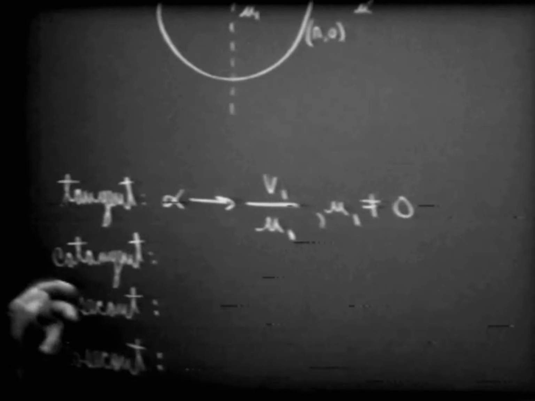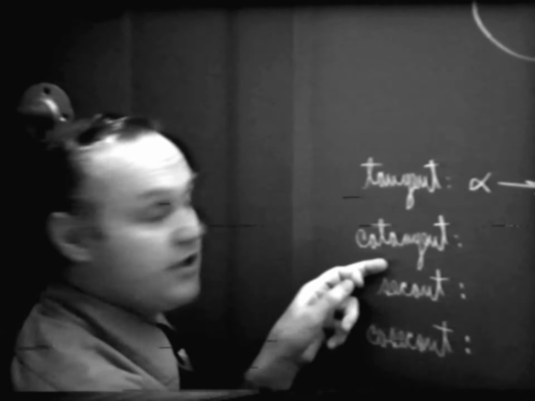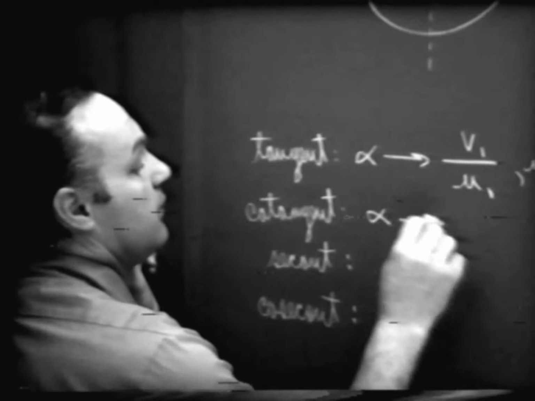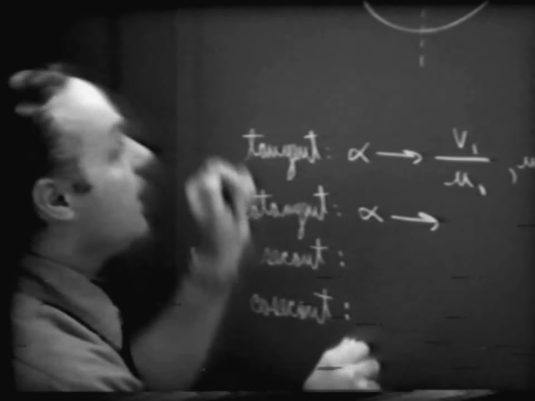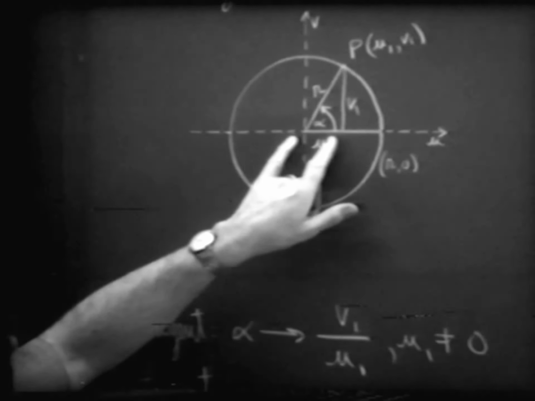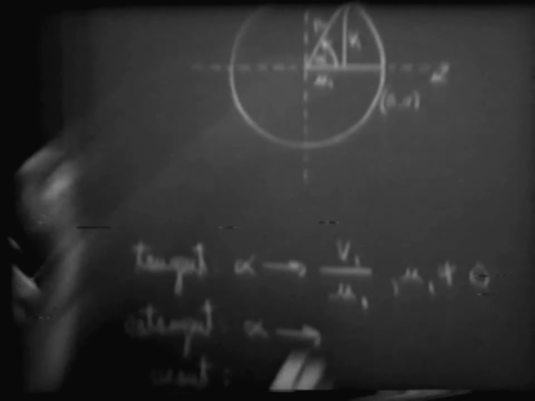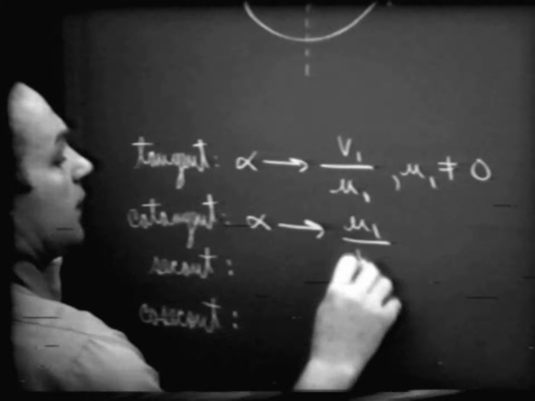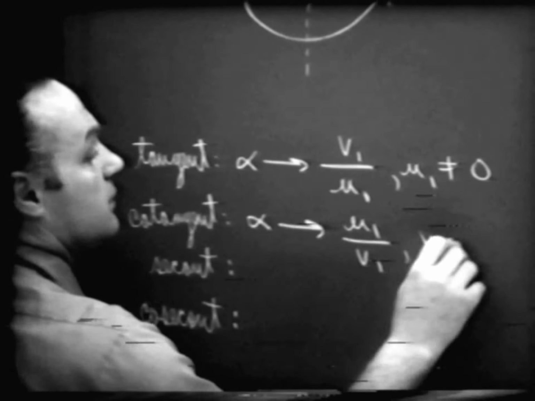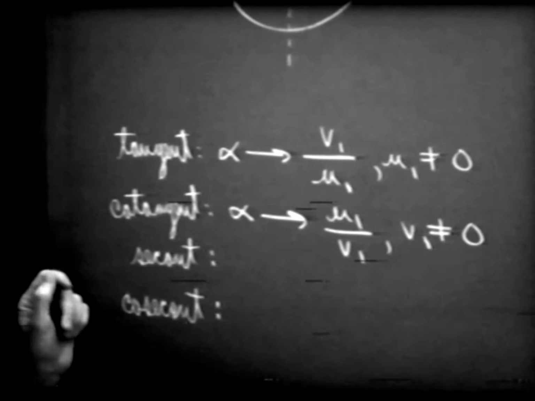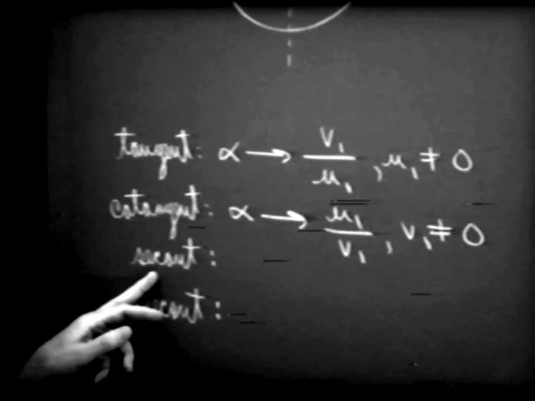Another function that I'd like to define, called cotangent, is going to be that function in which we'll take an angle alpha and map it into another number. And the number that I like to pick, looking at our picture, is going to be u sub 1 divided by v sub 1. All right? And u sub 1 divided by v sub 1, where of course in this case v sub 1 cannot be equal to 0. A third function that I'd like to define is called secant.